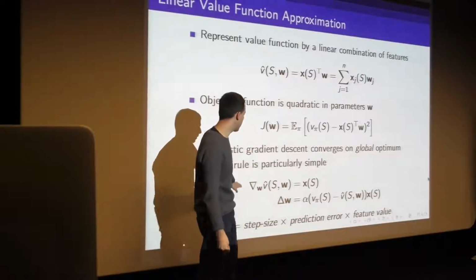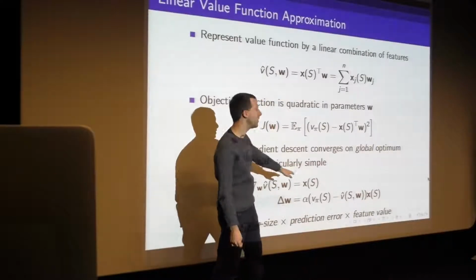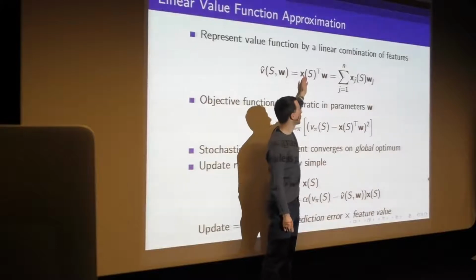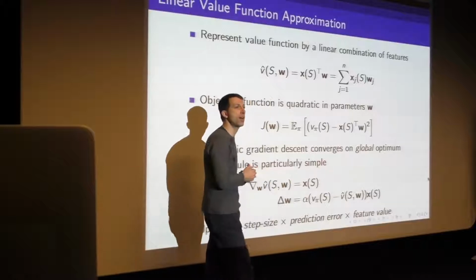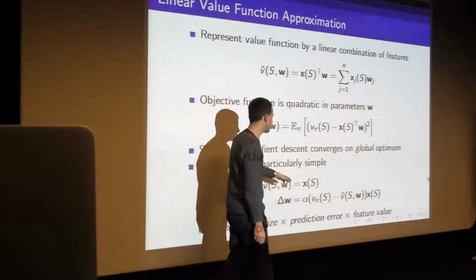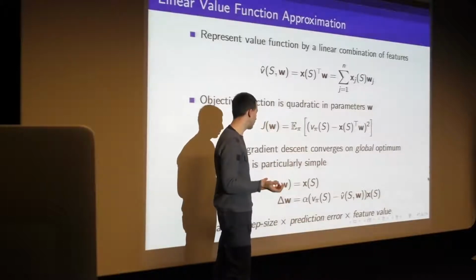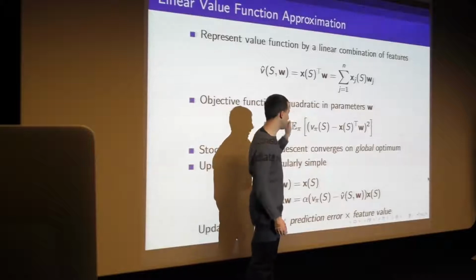And the reason it's so simple is because the gradient of this thing here is just the feature vector. The gradient of this with respect to our weights is just the features. Everything is linear in our weights, so we just need to multiply by our features. And so the update rule becomes very simple, which is to say the change to w, the change to our weights of our linear combination.